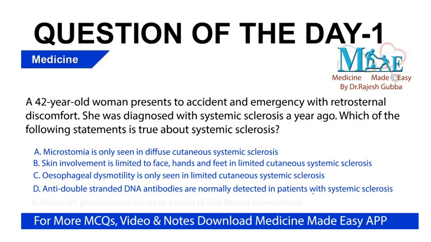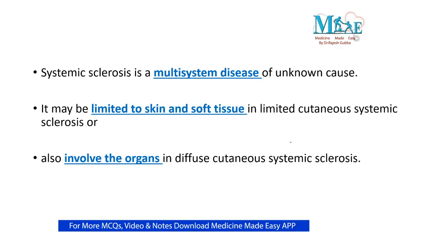Now, this particular question is basically related to scleroderma or systemic sclerosis. Systemic sclerosis is mainly of two types. Number one, we have limited cutaneous systemic sclerosis, and the other one is diffuse cutaneous systemic sclerosis. These are the two types of systemic sclerosis. As such, it is a multi-system disease, and what exactly is the cause is not known, but multiple systems in the body are affected.